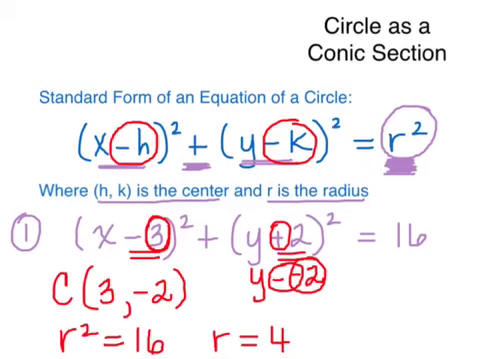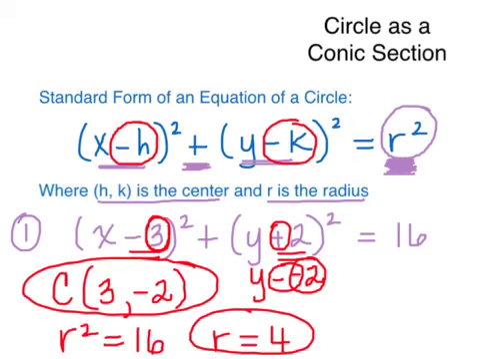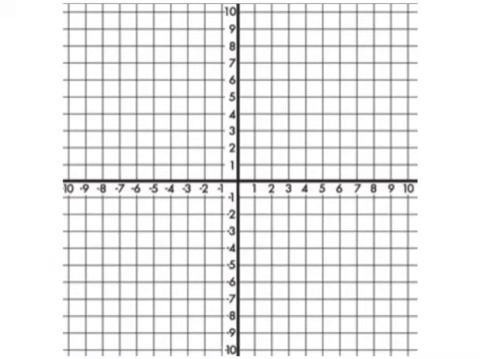So now we have our center, and now we have our radius. Those are the only two pieces of information you need about a circle. So we'll go to the next page and graph it. Again, the center was at 3, negative 2. So we put our center there, and I label it C for center.